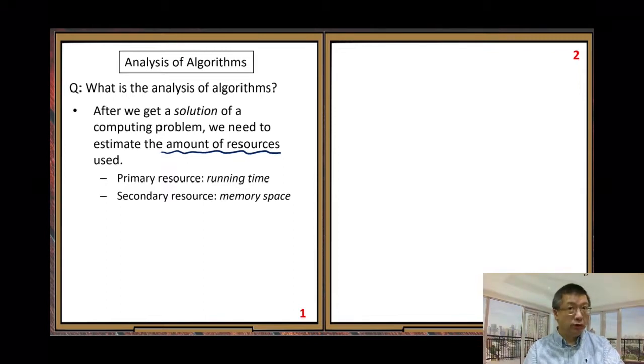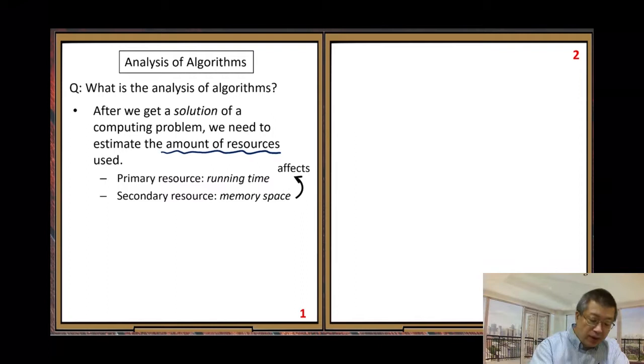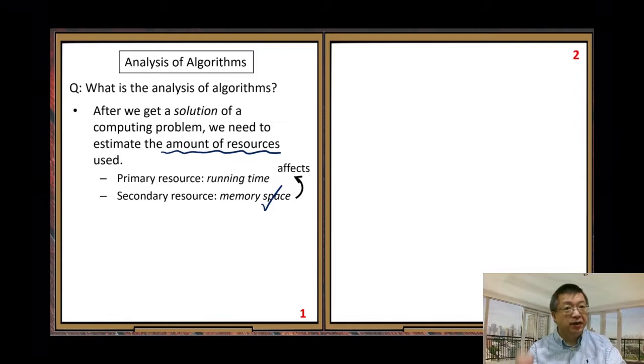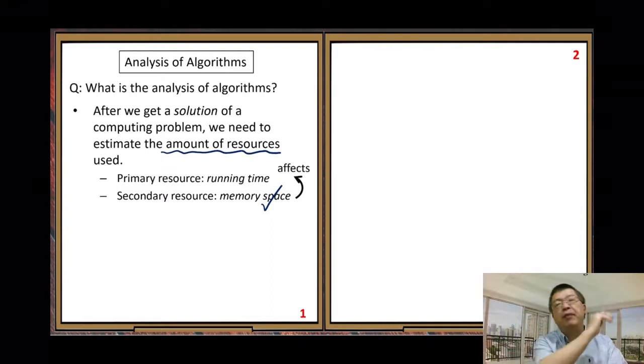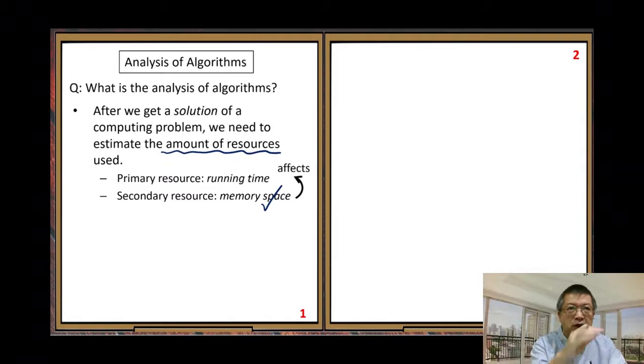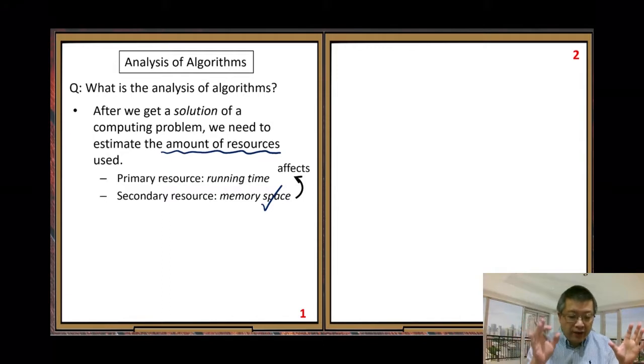So we also need to do memory space analysis. The reason is obvious: this secondary resource can affect the primary resource. It may impact the primary resource in a different way. Now let me describe the way it can impact the primary resource, the running time.